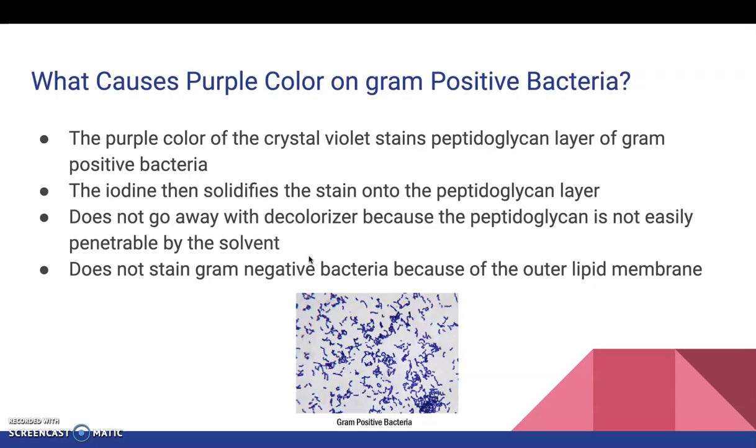Now, what causes the purple color on gram-positive bacteria? The purple color of the crystal violet stains the peptidoglycan layer of gram-positive bacteria. The iodine is what solidifies the color onto the peptidoglycan layer. The purple color does not wash away with the decolorizer because the peptidoglycan layer is so large and it is not easily penetrable by the solvent.